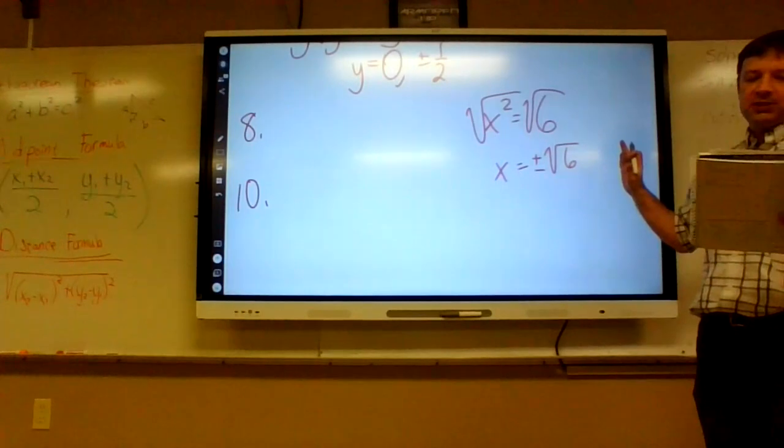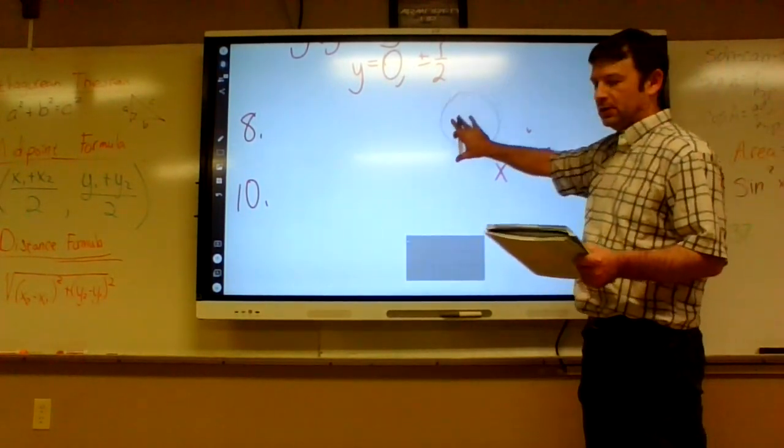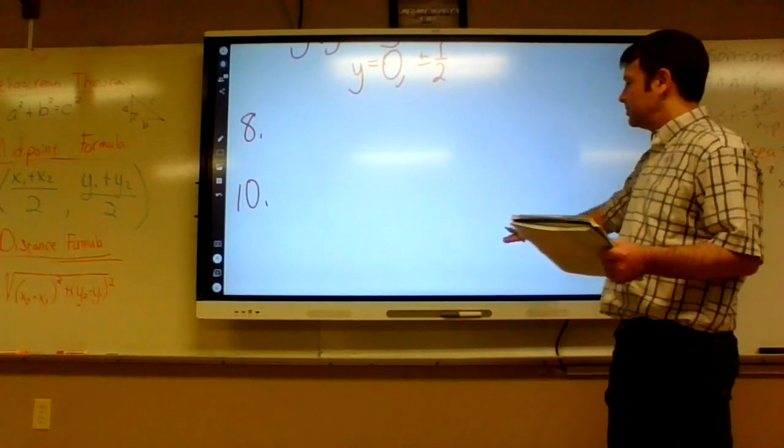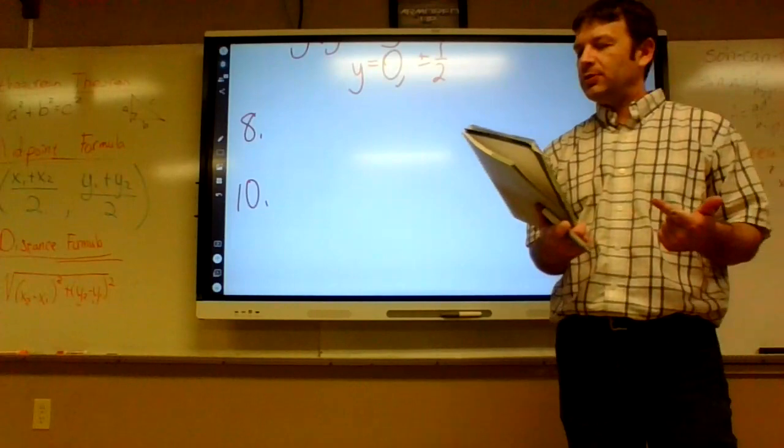Number 8 is pretty similar. What would the first two steps on number 8 be? Minus 7. Add 7. Then what? Divide by 3, and then you can do the square root trick.